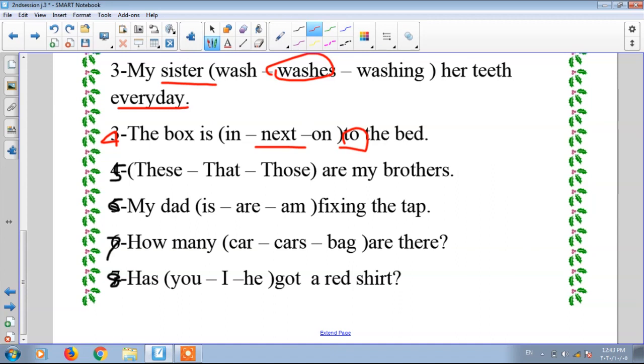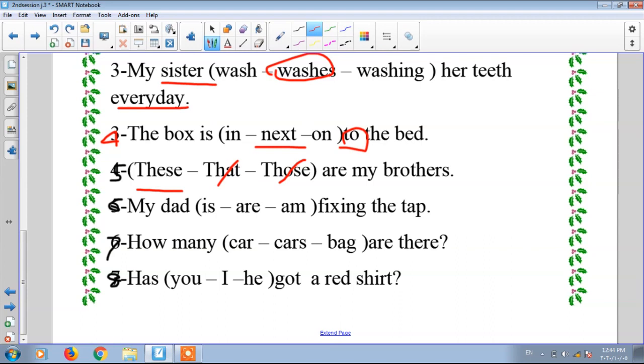Circle what? This or that or those are my brothers. Here we have are. Is it "this"? No. "Those" is wrong. "That" comes with "are"? Wrong. So, what is the correct answer? Yes. These are my brothers.